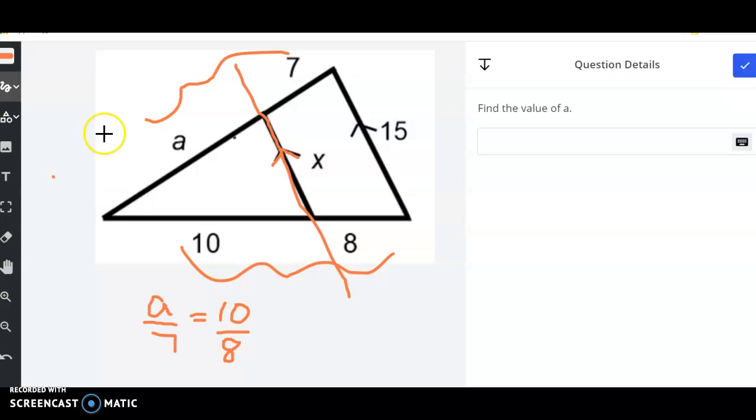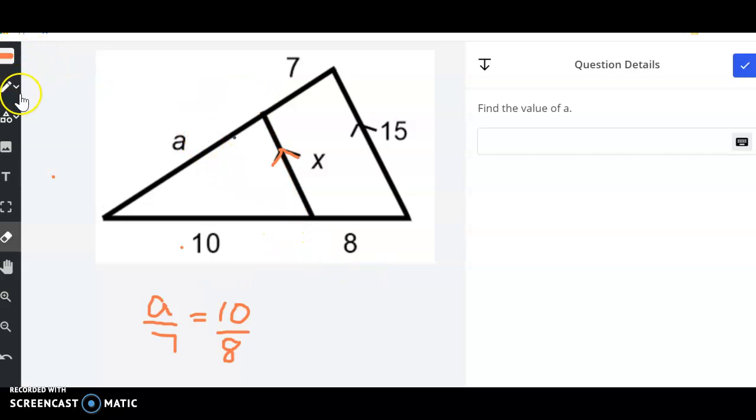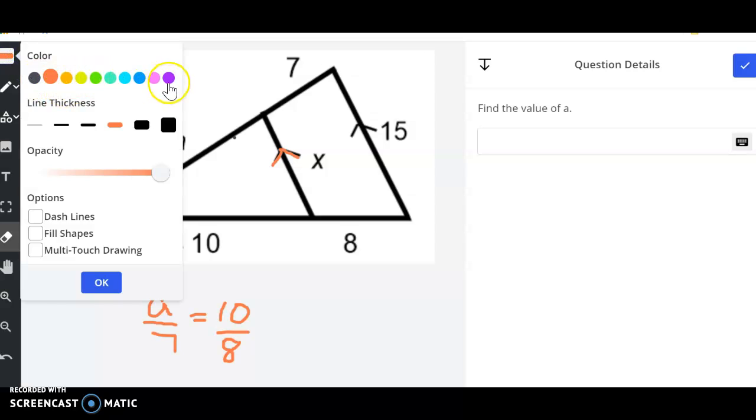Finding X is going to be a little bit different. It does move into that level 2.5 range. So to find X, X does go with 15. I can put those together on one fraction.